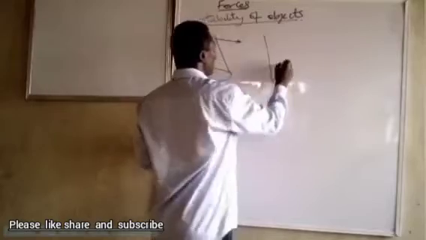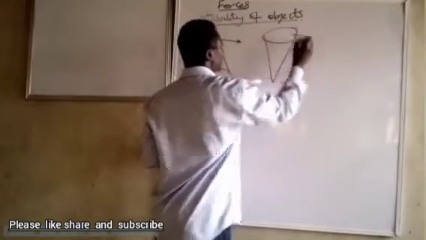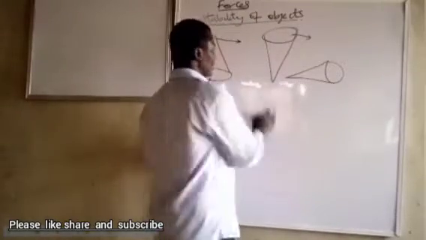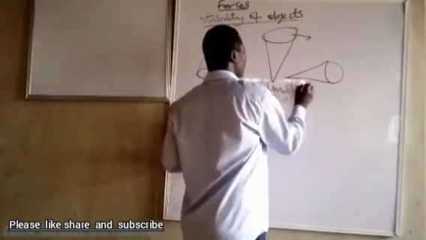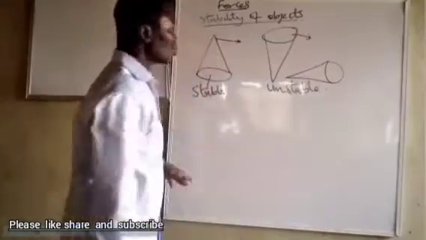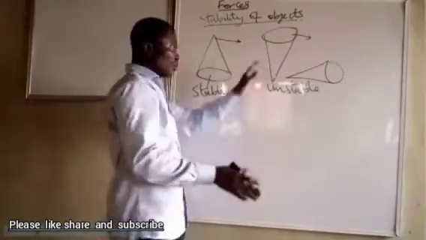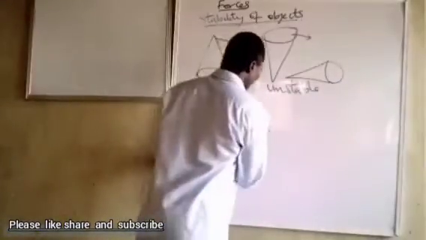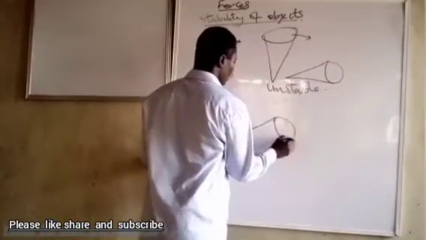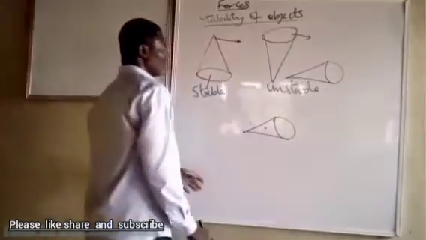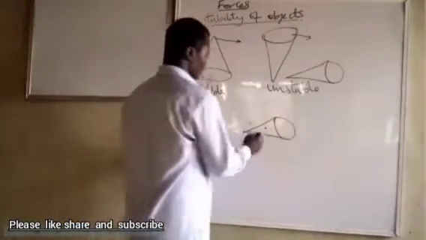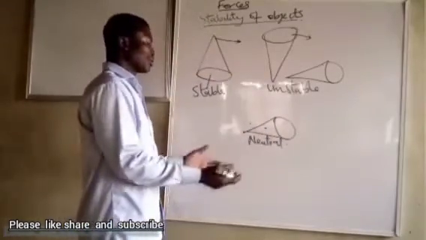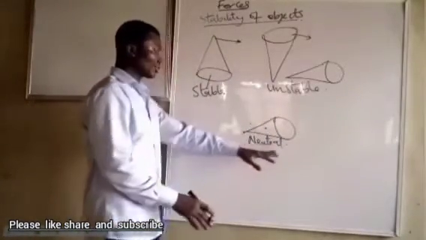Now let's look at a body like this. Any slight touch, it will just fall down. This is unstable. That is, when a slight force acts on it, it moves away from its position of equilibrium. Now let's look at this one. Once you push it, no matter how you turn, it just takes a new position. That's all. That's why it is called neutral.